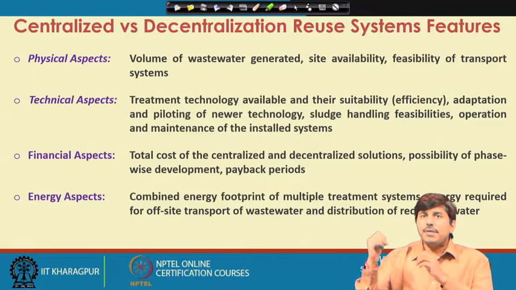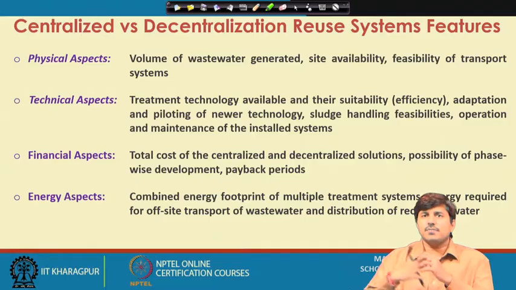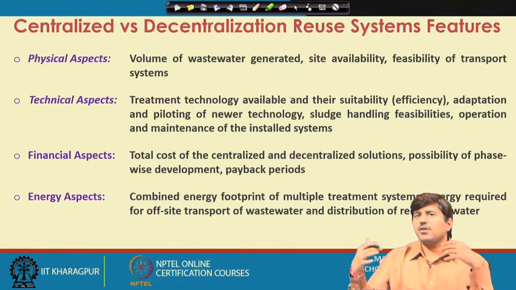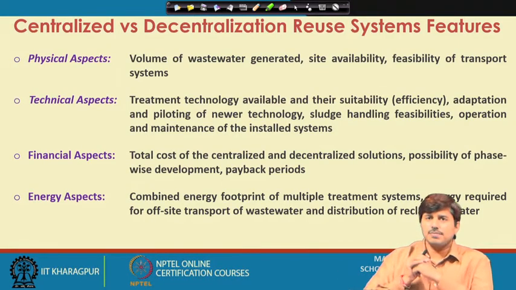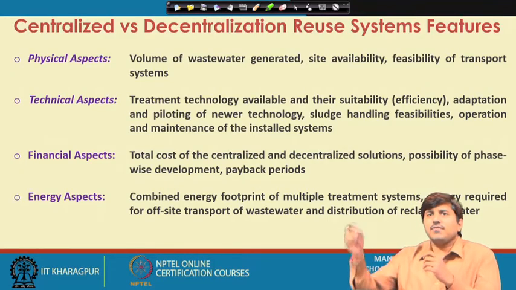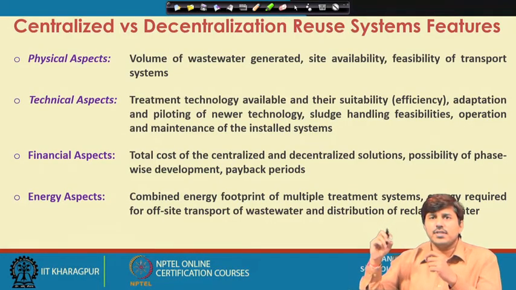So, mending your treatment philosophy or revising your treatment scheme is fairly easy in the decentralized system. Then, sludge handling feasibilities. In centralized systems we do generate a lot of sludge, for which we again need a sludge handling area, which is a part of your treatment facility. But in decentralized systems, if you end up generating sludge at various different locations, what are you going to do with the sludge, how are you going to deal with it?